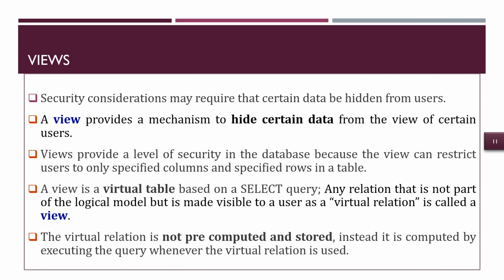Any relation that is not part of the logical model but is made visible to a user as a virtual relation is called a view. So it is nothing but a virtual table. It is not a part of our logical data model, but it is visible to the user as a virtual table. Okay, so this virtual table can be called a view. In this view, the users will be given only some specified columns and rows of a table. So it is a virtual table created using a select query.